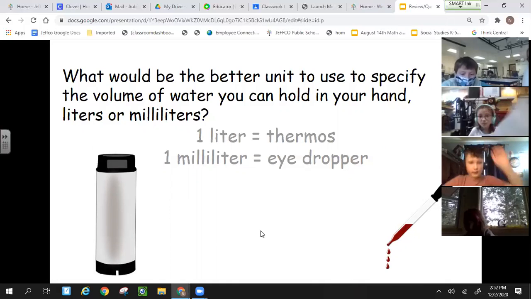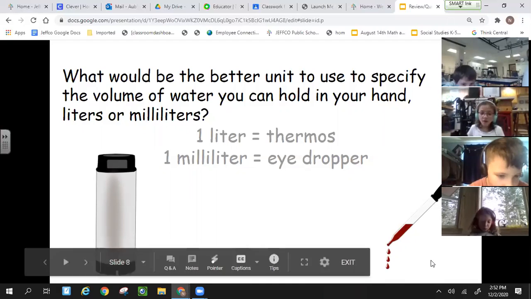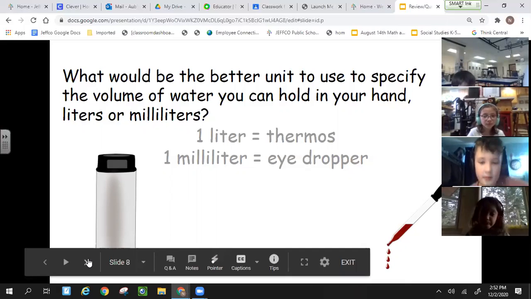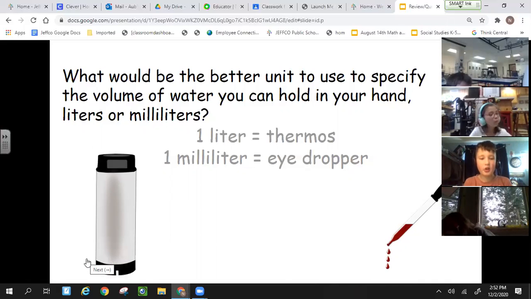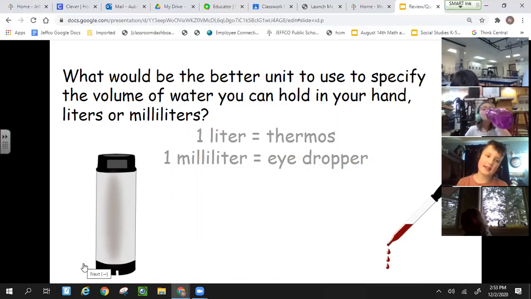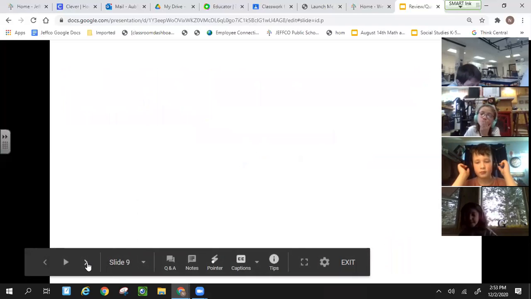Lucas, what are you thinking? I think a milliliter. You're right. Why? Because a liter couldn't hold that much in your hand. A liter's too much, right? It would spill everywhere. But a milliliter, being just a couple drops, you could actually hold that in your hand. Nice job. All right, let's look at the next one.